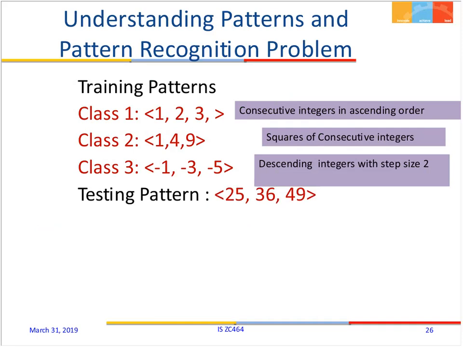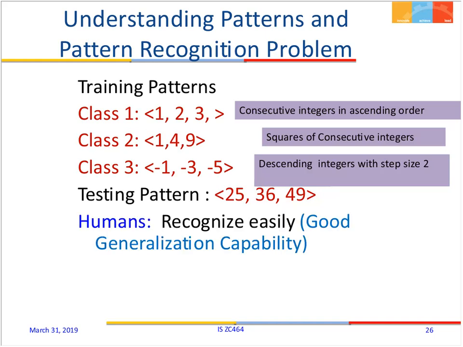So if I'm having a test pattern as 25, 36, 49, what would I understand about its class? This itself is a representative of the squares of some values. I would say that this pattern belongs to class 2, right? So basically, the patterns need to be extracted well, and then they should be used as the feature vector to get recognized by the machine.